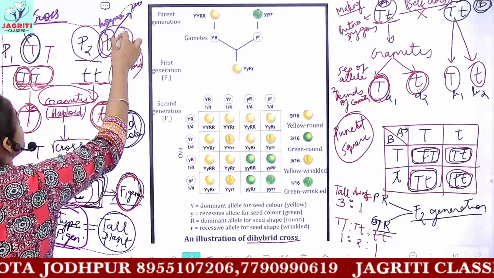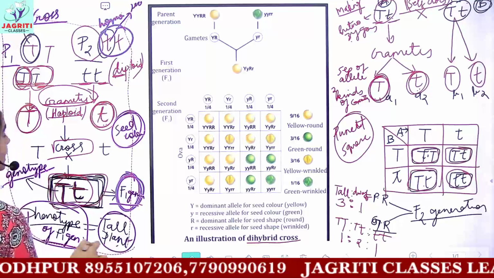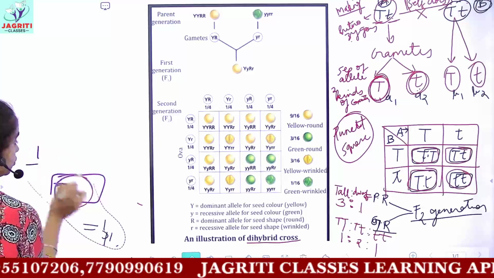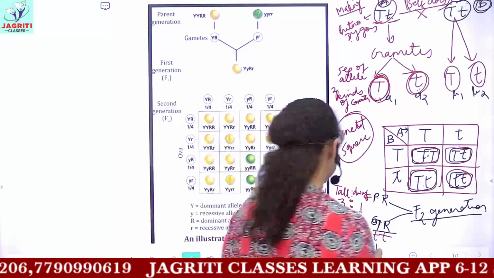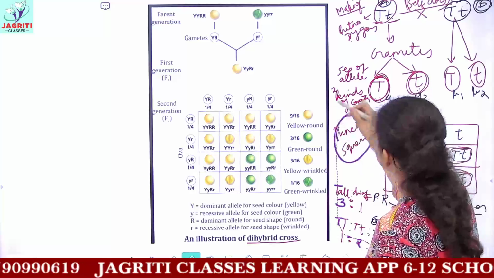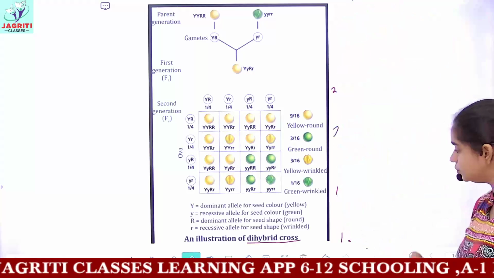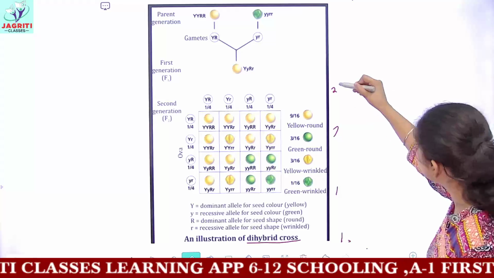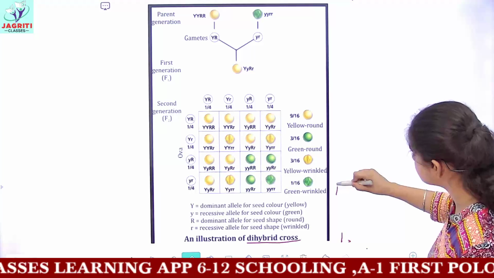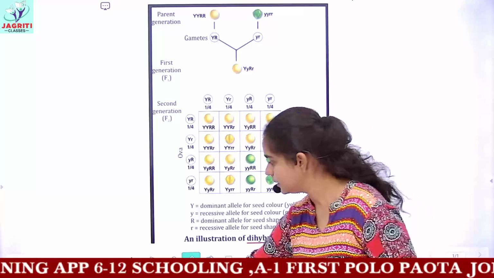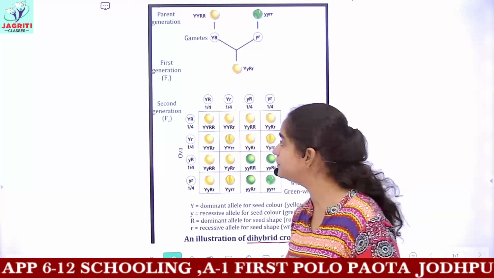Dihybrid cross means when you take two characters and then you perform the cross. Such a cross is known as dihybrid. I am again repeating, dihybrid cross is a cross in which you take two characters and cross them and obtain the F1 and F2 generation. So let's start the dihybrid cross.